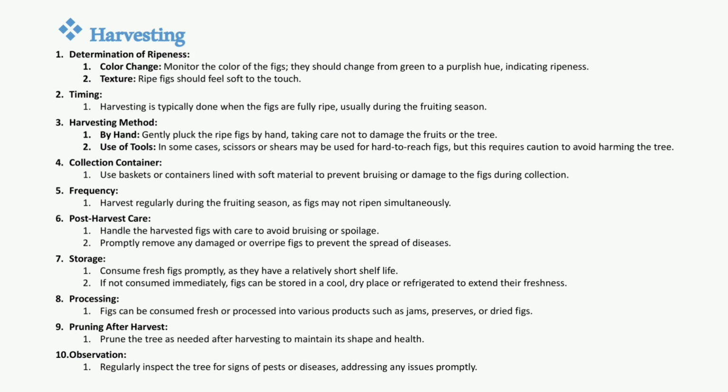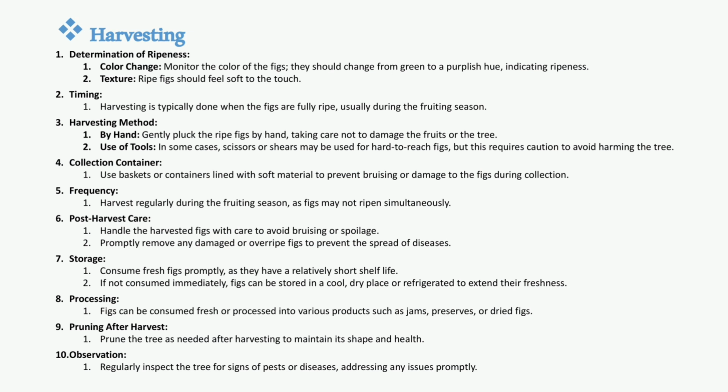Harvesting. Determination of ripeness: color change: monitor the color of the figs, they should change from green to a purplish hue, indicating ripeness. Texture: ripe figs should feel soft to the touch. Timing: harvesting is typically done when the figs are fully ripe, usually during the fruiting season.